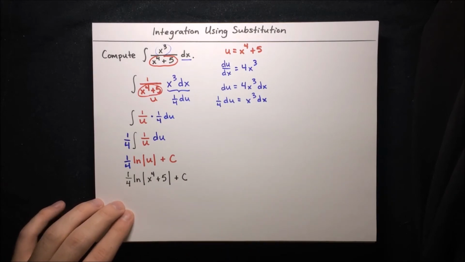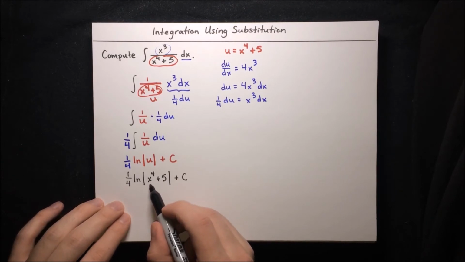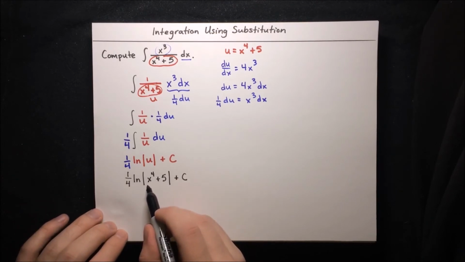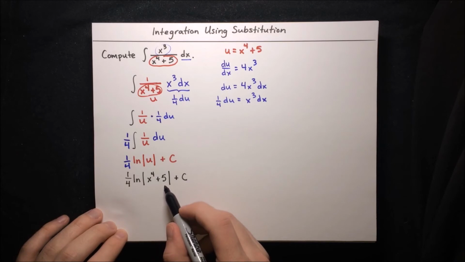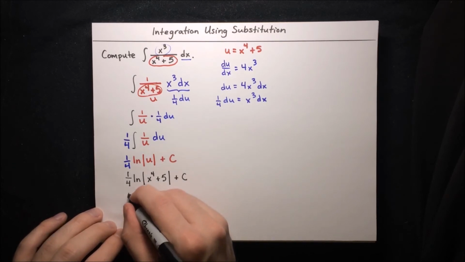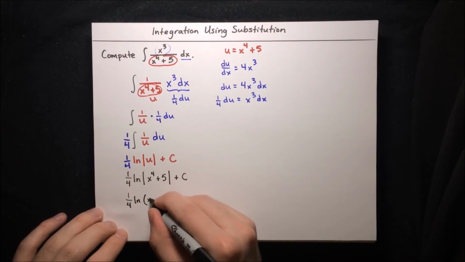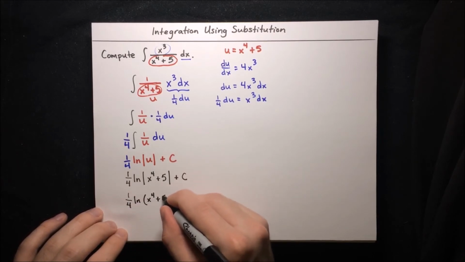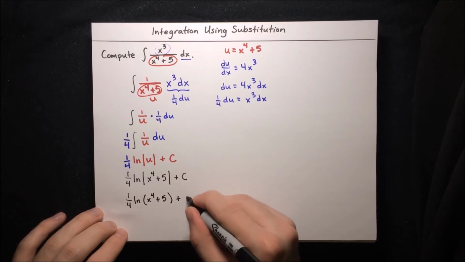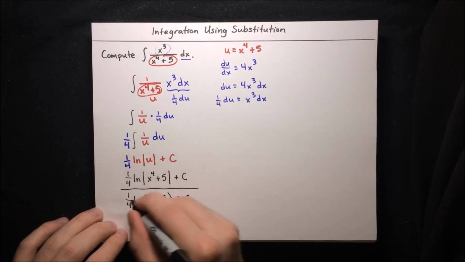Just notice that we can simplify a little bit further. x to the fourth is non-negative because it's an even power of x, so this expression inside of the natural log is always going to be positive. As a result, we can remove the absolute value signs. So 1/4 natural log of x to the fourth plus 5 plus our constant. And there we go, we're done.